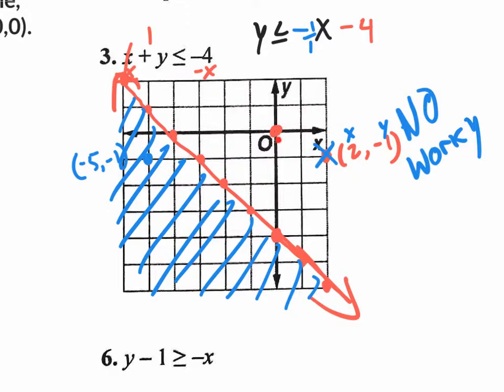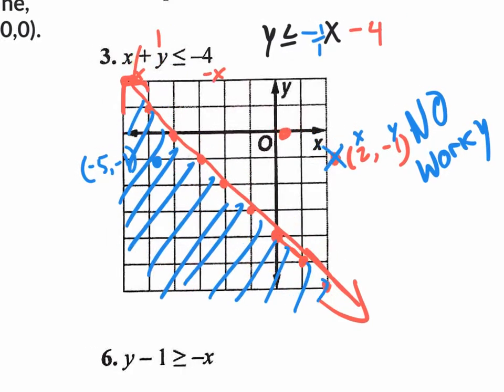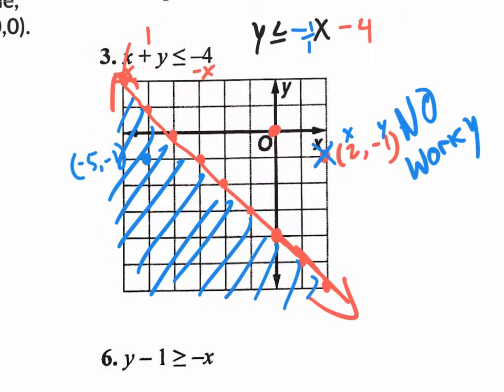So this one did not work. That means that it's not an answer. That means that my answers are on the other side. So 0, 0 is the quickest, easiest point to use. Unless your line actually goes through 0, 0, then you don't want to use 0, 0.